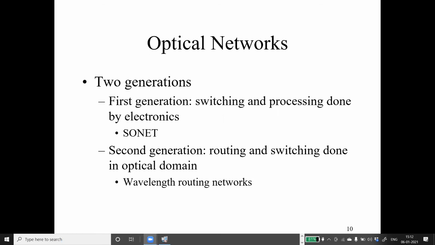Now, optical network is actually the second generation of networks, we would say. The first generation optical network is SONET, where switching and processing was done by electronics. As I told you, initially when this optical network was made, only the copper cables were replaced by optical fibers, but the nodes were doing all the processing in the electronics domain. So that was your SONET system, and it was well taken care of.